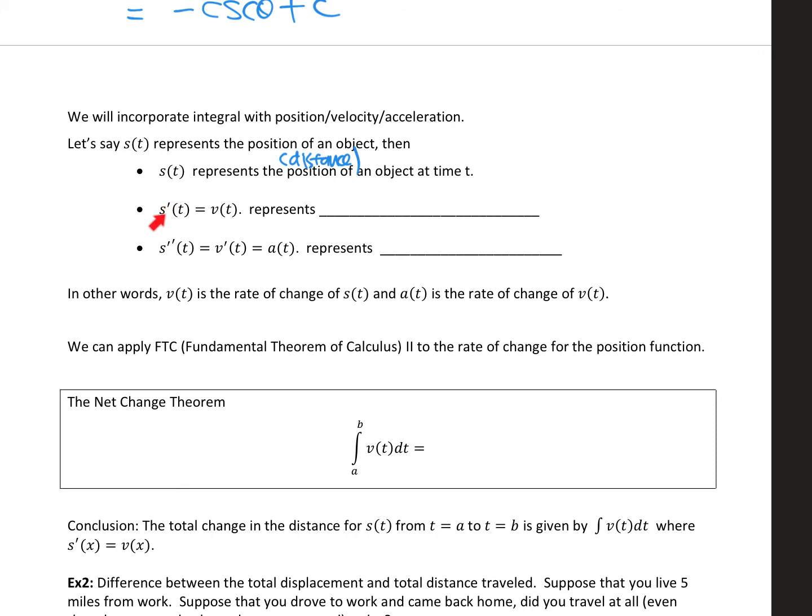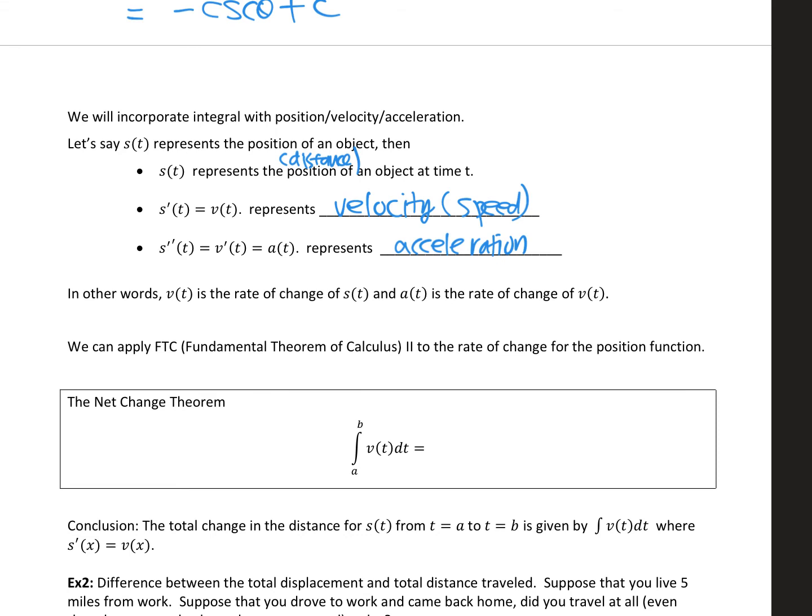When you take the derivative of the position or distance, you get the velocity, or sometimes we refer to it as speed. Then, if you take the derivative of velocity, you get the acceleration, right? So that's how it's related. So when you think about it, I can think of the velocity as the antiderivative of acceleration, and I can think of the position as the antiderivative of the velocity.